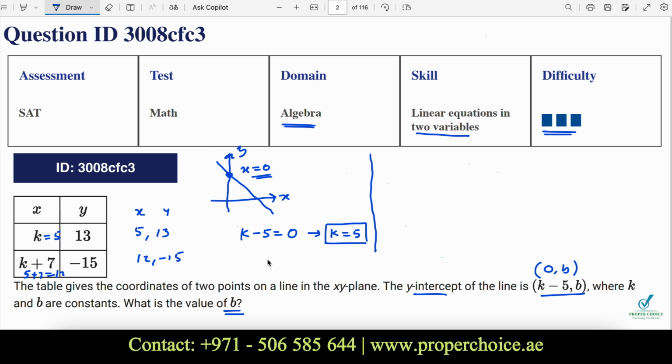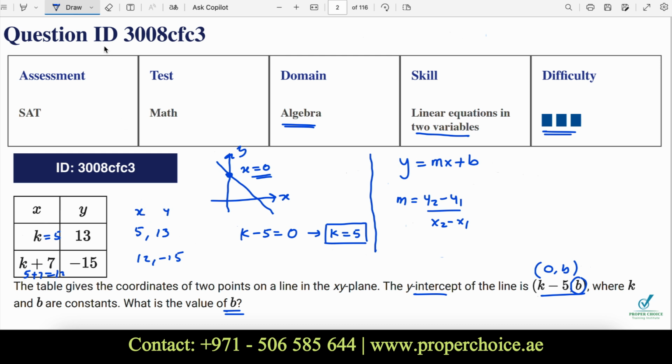In short, find the equation of a line and then find the y-intercept. What is the equation of a line? We generally write y is equal to mx plus b. That is the equation of a line, where m represents the slope. And how do you find the slope? Slope we find as y2 minus y1 divided by x2 minus x1, and b represents the y-intercept, which we are asked to find. The same variable I am using here.